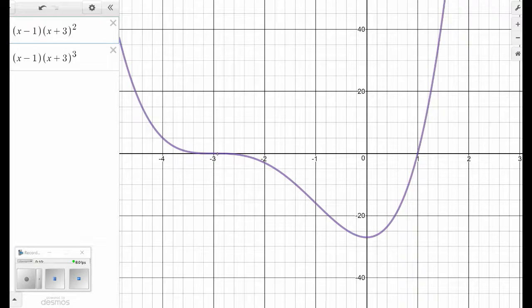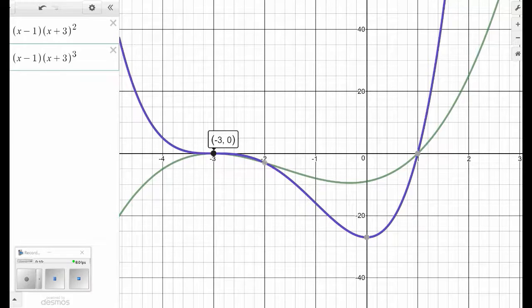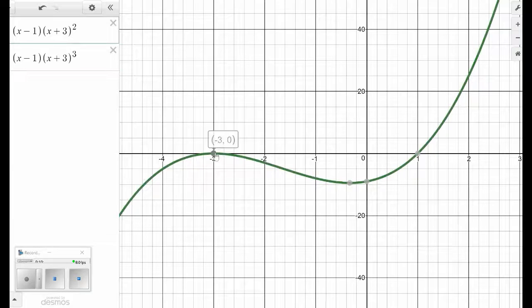At x equals negative 3, it has an odd multiplicity again, so it passes through, and then it passes through at x equals 1. So the key thing to take away from this is if it has an even multiplicity, like the green function, f of x, does here, it hits the x-axis and then it turns around, and doesn't cross through it like it would if it had an odd multiplicity, like x minus 1 does in both of these functions.